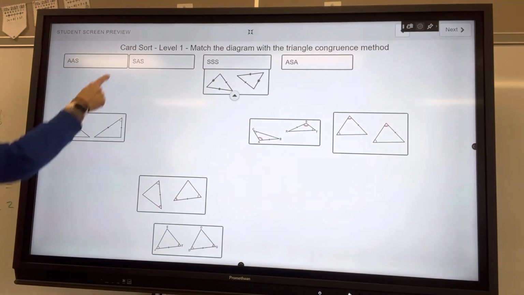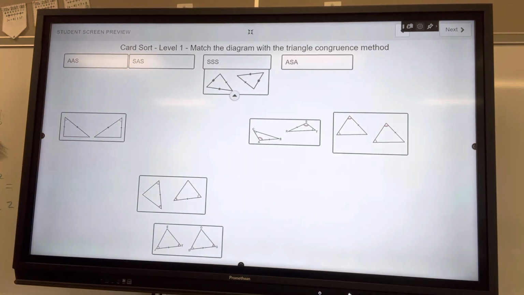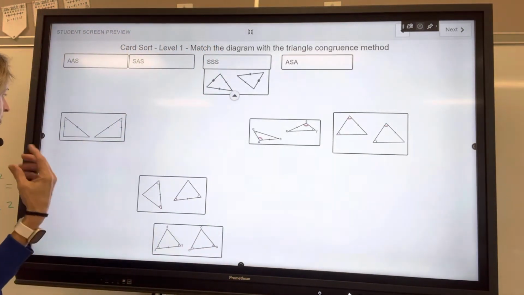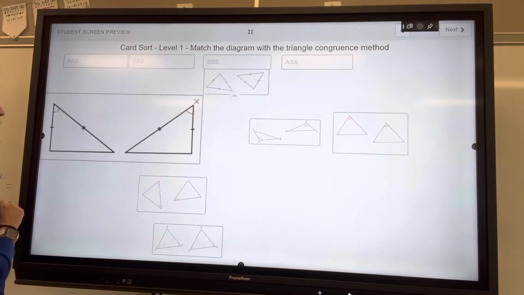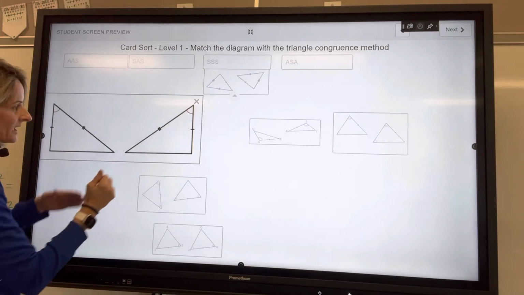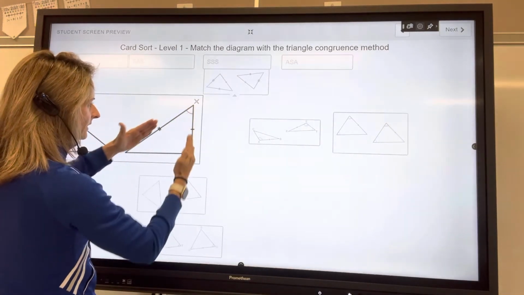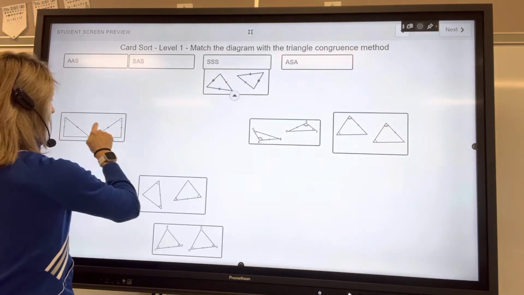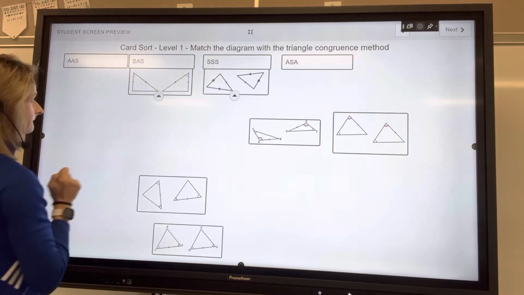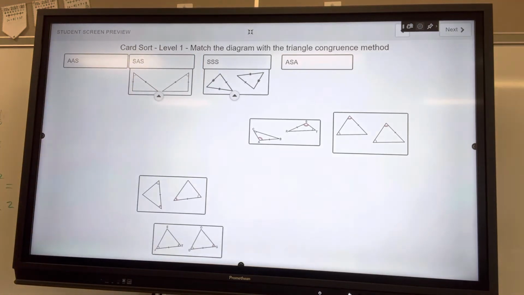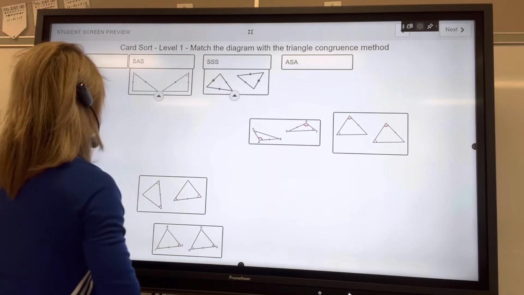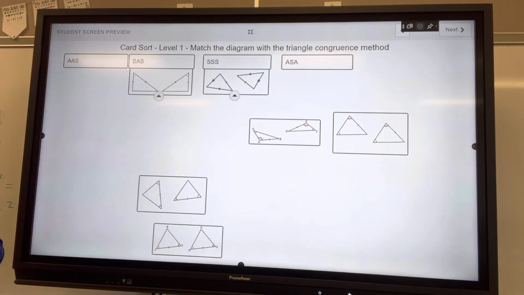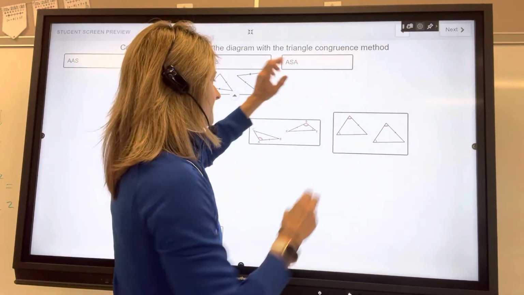Okay, SAS is when we have 2 sides and an angle in between them. So where do we have that? Where do we have 2 sides and an angle in between? Take a look at this one. See how we have 2 sides and the angle in between? This is SAS. Side, angle, side. Okay, and we just discussed the difference between angle, angle, side, and angle, side, angle. In angle, angle, side, the side is on the outside of the 2 angles. In angle, side, angle, the side is in between the 2 angles.